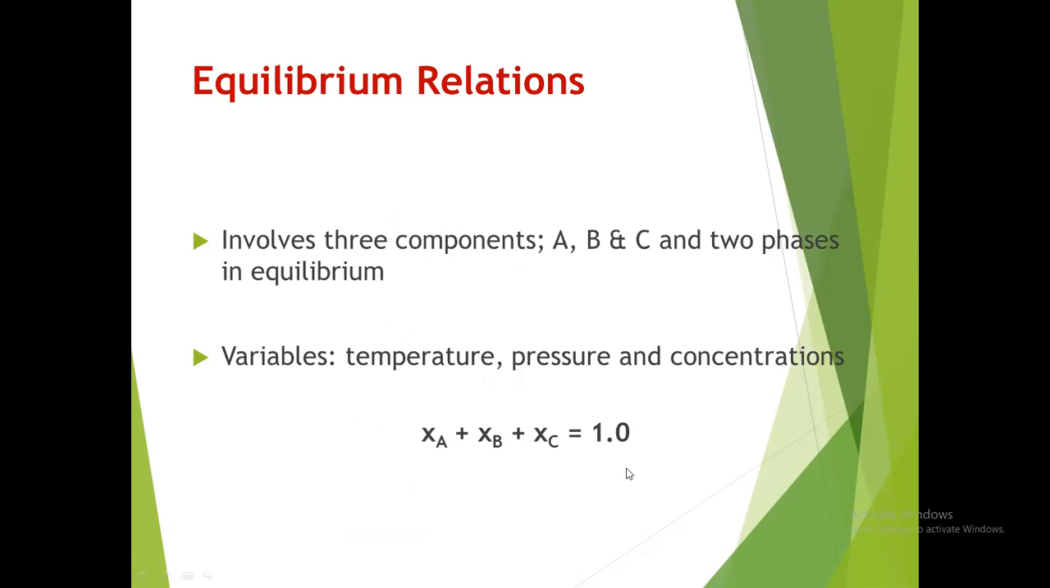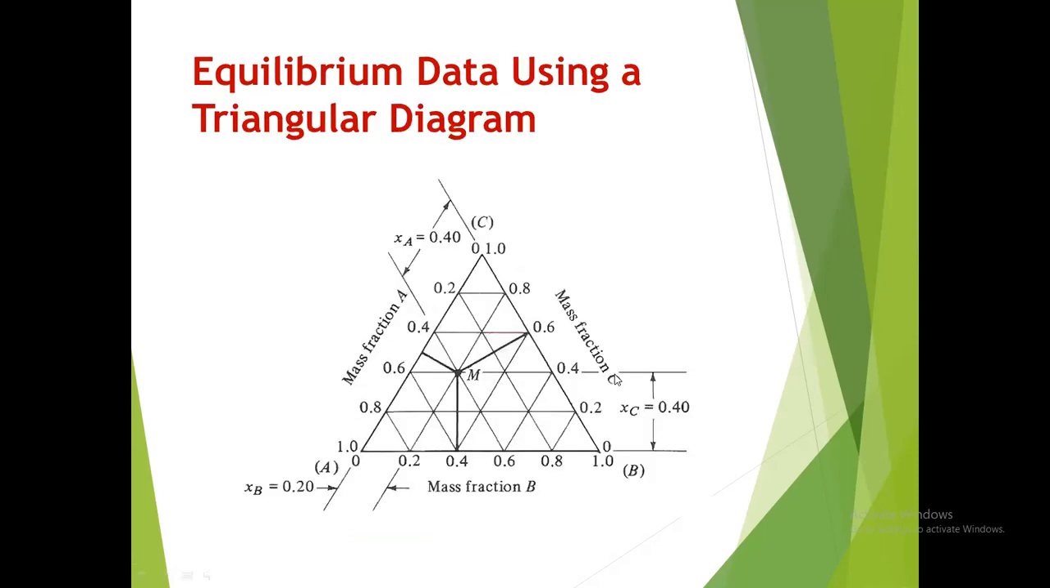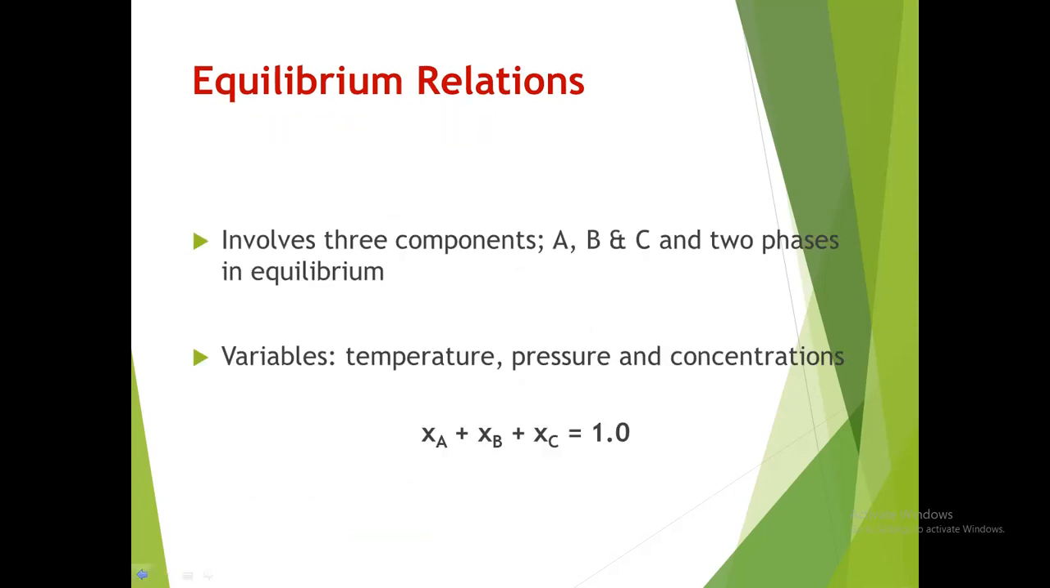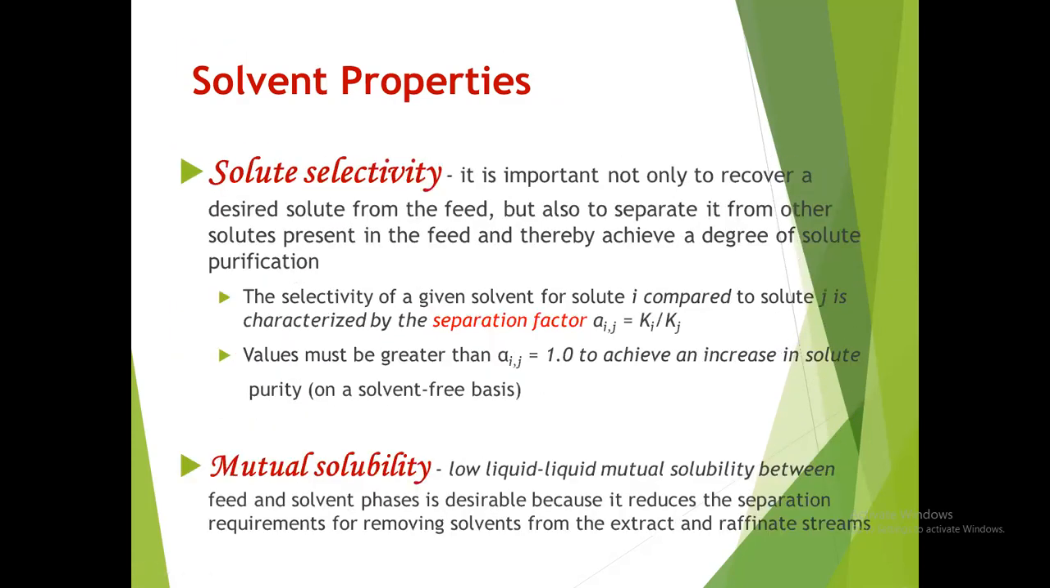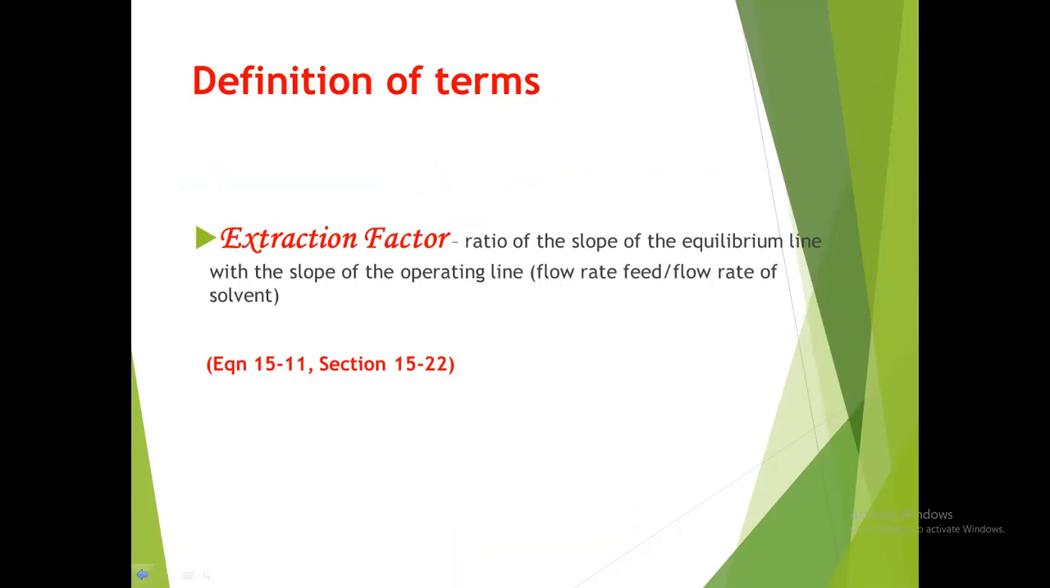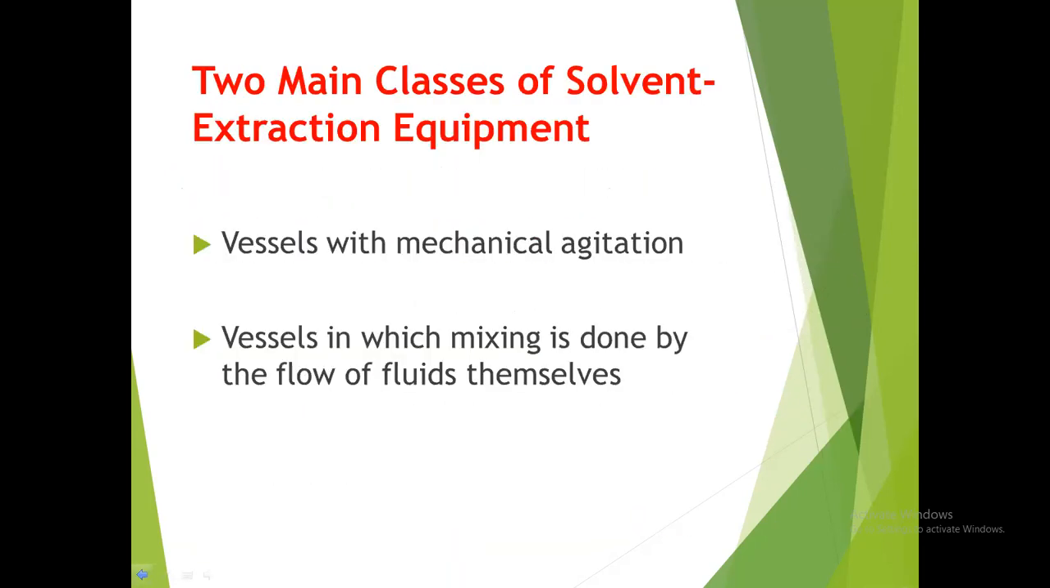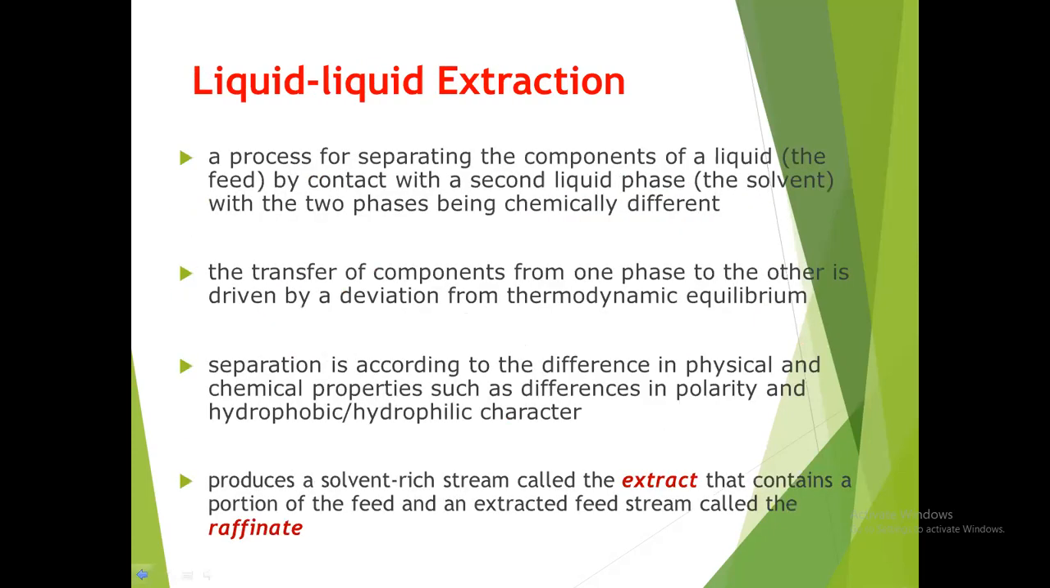And for equilibrium relationships, we know that for each of the phases, whether it's the raffinate phase or the feed phase, which is represented by X, or whether it is the extract phase, which is represented as Y, in terms of composition, the sum of the concentration of each of the components has to be equal to 1. Okay, and then we've discussed the solvent properties. We discussed terms associated with liquid-liquid extraction and some of the many applications of liquid-liquid extraction.